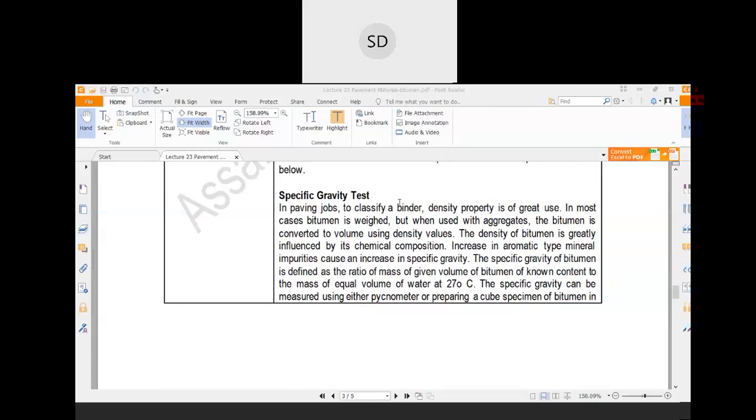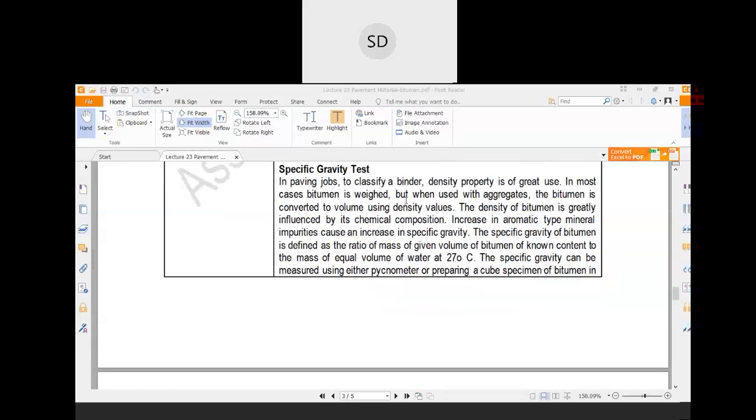Another test is the specific gravity test. You can check the specific gravity by the pycnometer test. By the specific gravity, you will get an idea about the density properties of the bitumen. Now the density of the bitumen is greatly influenced by its chemical composition, and the specific gravity of the bitumen is defined as the ratio of the mass of a given volume of the bitumen to the mass of an equal volume of water at 27 degrees Celsius.